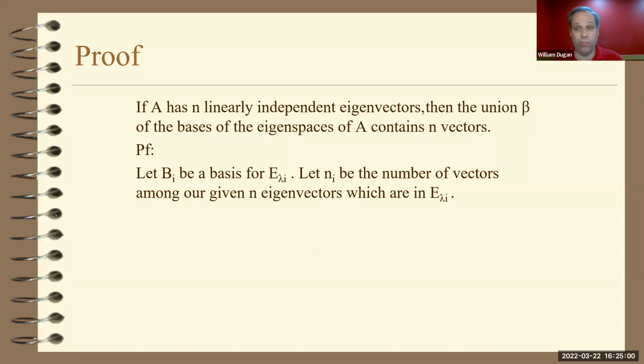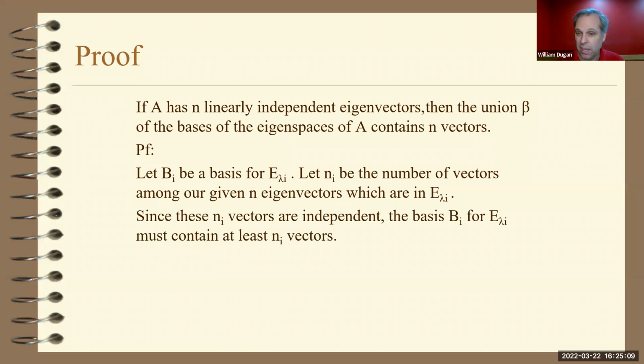Well, the original n vectors are linearly independent. That means that these n sub I vectors are also linearly independent. But that would then mean that the basis B sub I has to contain at least n sub I vectors, because the dimension of the space is the maximum number of linearly independent vectors. So if you already have n sub I vectors that are independent in that eigenspace, then the basis has to have that same number or more.